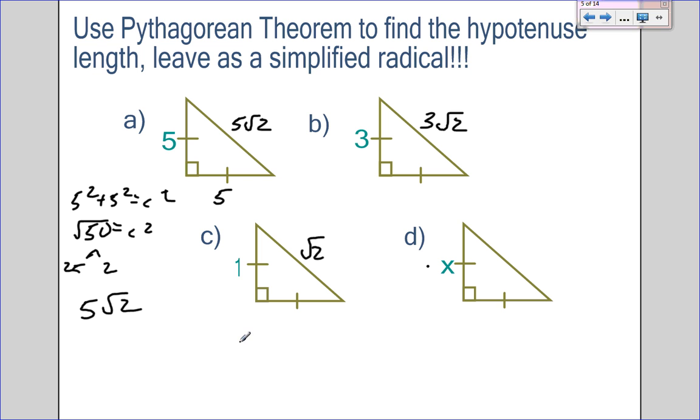And if you'd done this one, you should have seen it was x squared plus x squared equals c squared. So 2x squared equals c squared. Now take the square root. Well, you can't take the square root of 2, but we can take the square root of x squared, and that's x. So the answer here is x root 2. Now look at these four and see if you see a pattern when we have 45, 45, 90 triangles. Between the 5, the 5 root 2, 3, 3 root 2, 1, 1 root 2, x, x root 2.